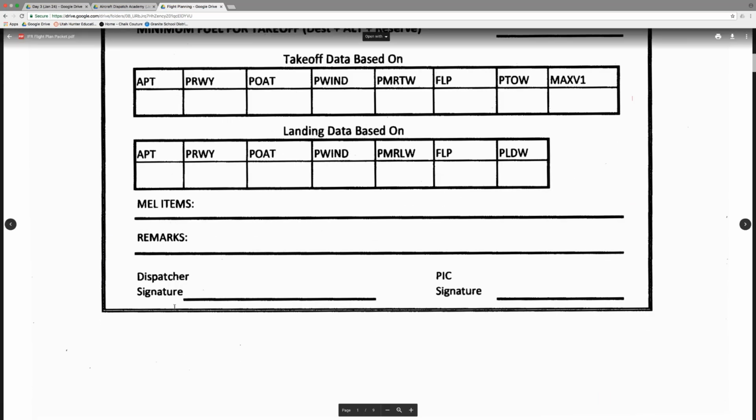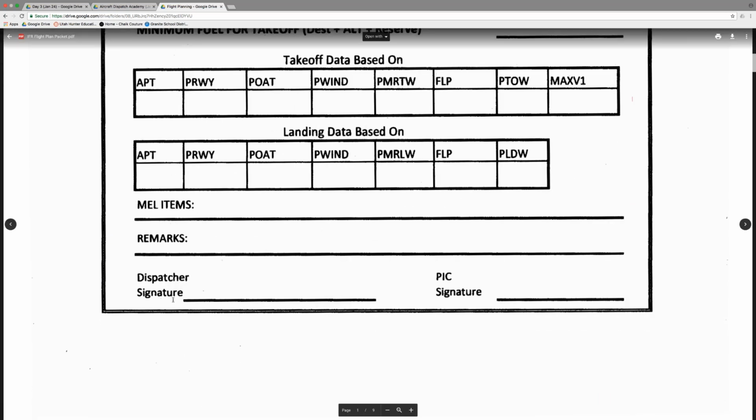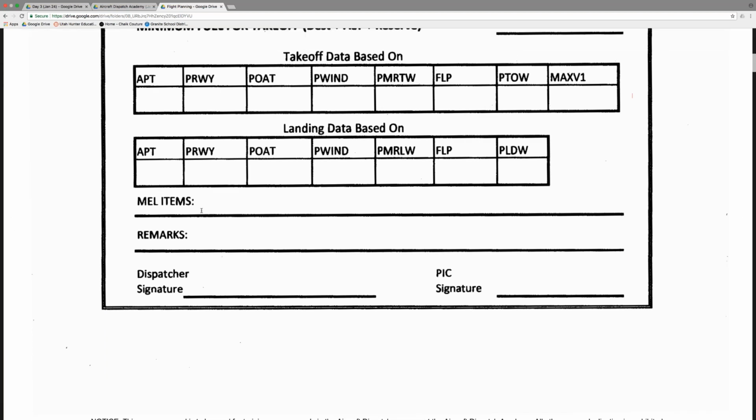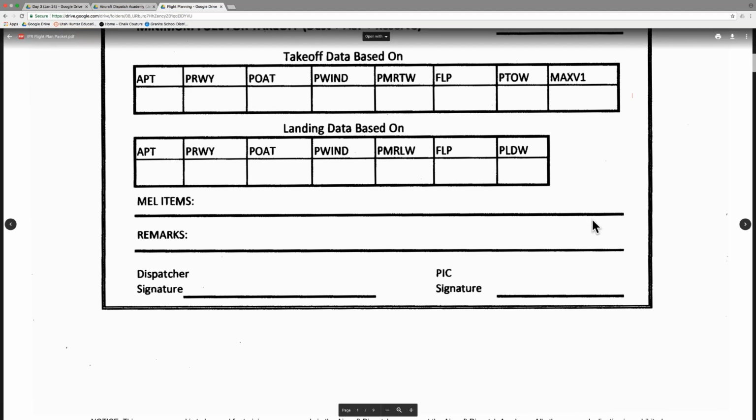MELs, do you guys remember what MEL stands for? Minimum equipment list. Yep. So we would put any of our MELs in that section. Then we make any notes that are pertinent to the dispatch release.